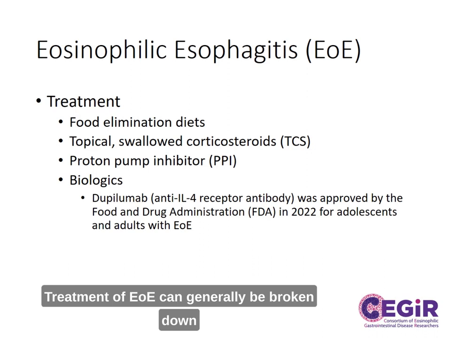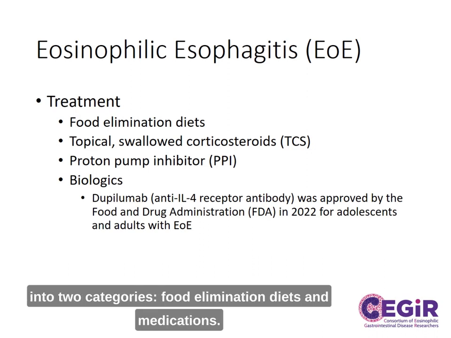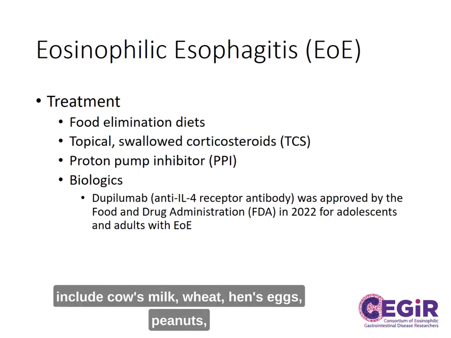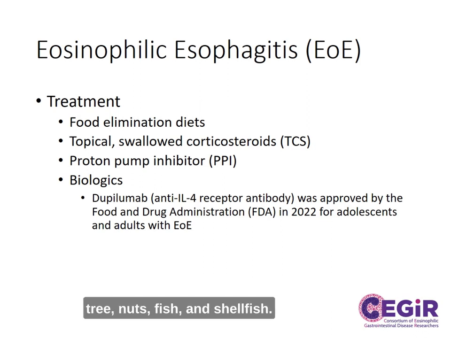Treatment of EoE can generally be broken down into two categories: food elimination diets and medications. Food elimination diets involve the removal of suspected food triggers. Currently, there is no test to accurately identify food triggers. Common foods that are implicated in EoE include cow's milk, wheat, hen's eggs, peanuts, tree nuts, fish, and shellfish. There are likely regional variations in food triggers based on common diets.